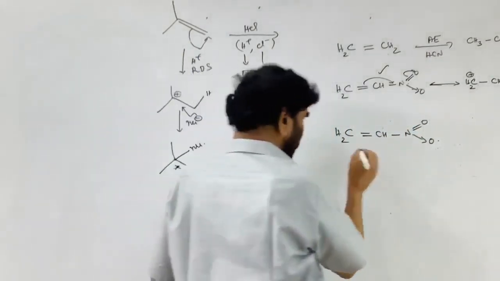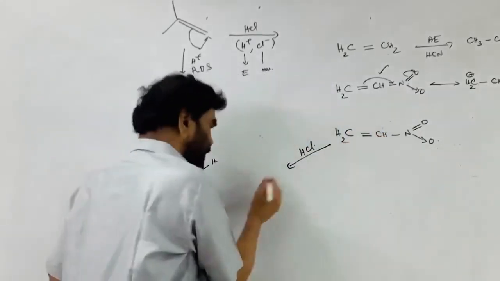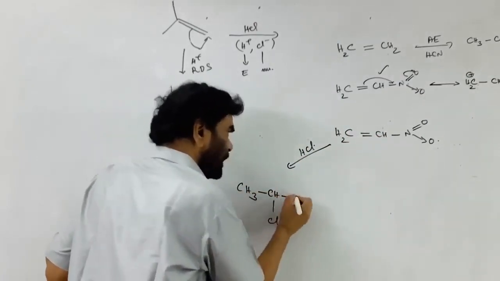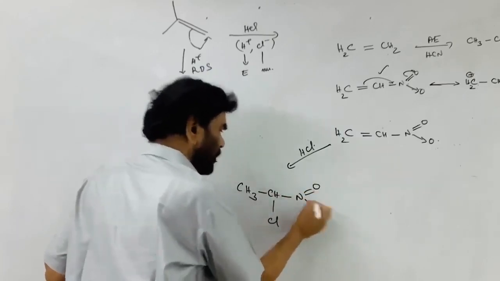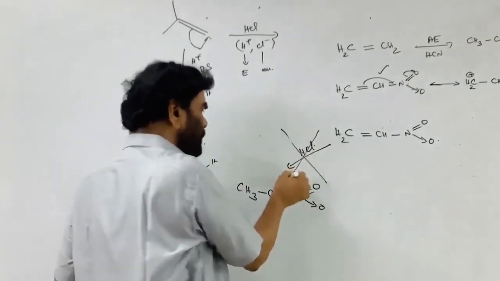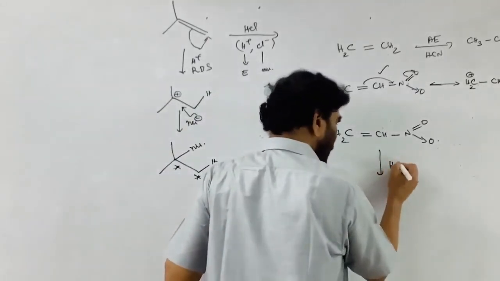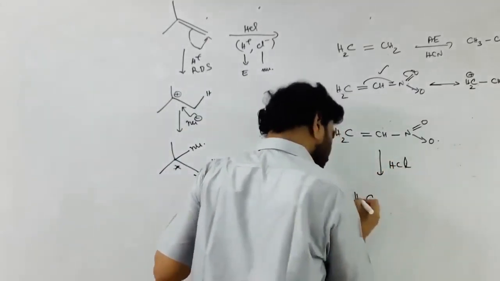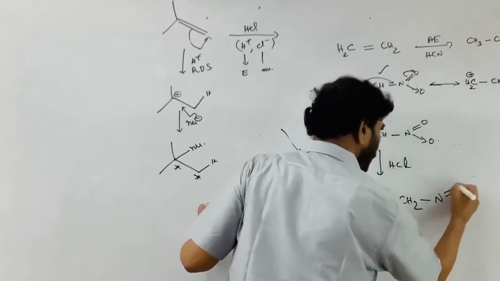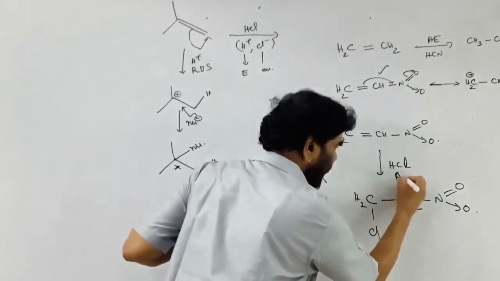HCl, say Markovnikov addition. If you take the Markovnikov addition, the product should be like this. That is, the nucleophile should add to the double bond carbon containing fewer hydrogens. Markovnikov addition. This is impossible. Now, if you treat this with HCl, the product is this. So this is the AN reaction.